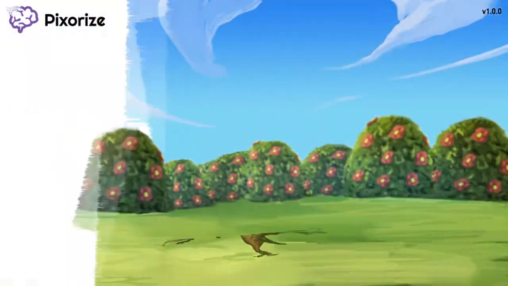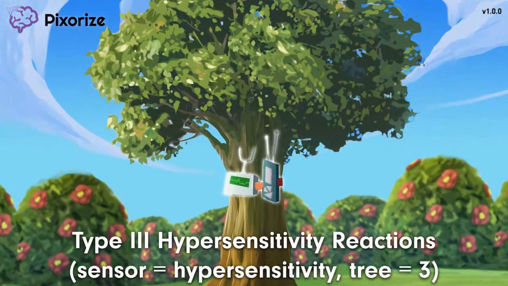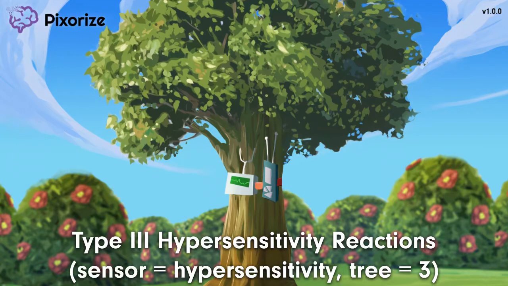We're getting a big tech upgrade for this orchard, and I'm in the process of installing sensors on these trees. These sensors are used to electronically monitor tree growth, fruit production, and other metrics we care about. Well, these tree sensors also help me remember Type 3 hypersensitivity. Get it? Sensor for hypersensitivity, and tree for the number 3.